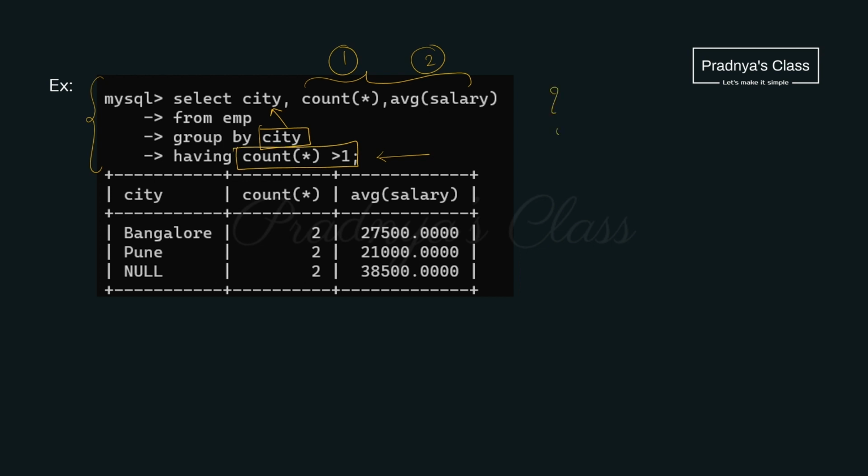Did you understand this query? The grouping is done based on city. But the condition is count star should be greater than 1. So look at the output. It is 2. It means the number of records in a city Bangalore are 2. For them we are calculating the average of salary. Hope you understood group by clause. Try it with some more examples.